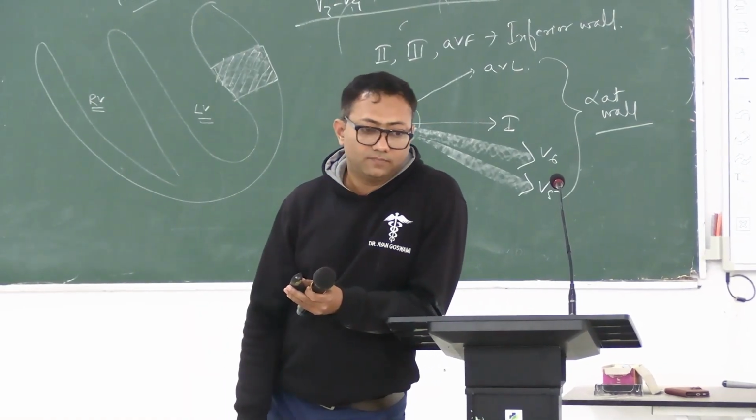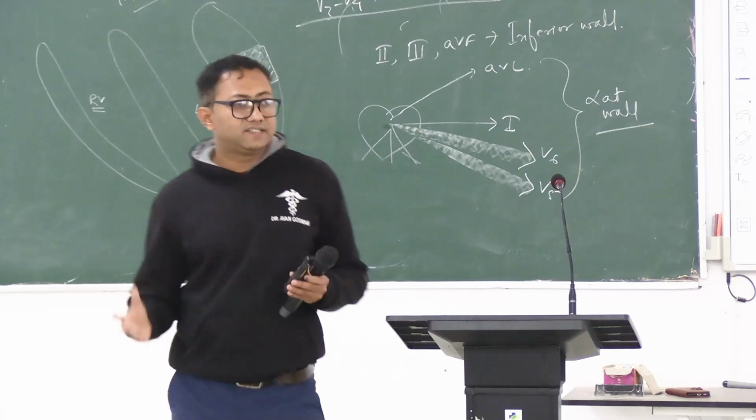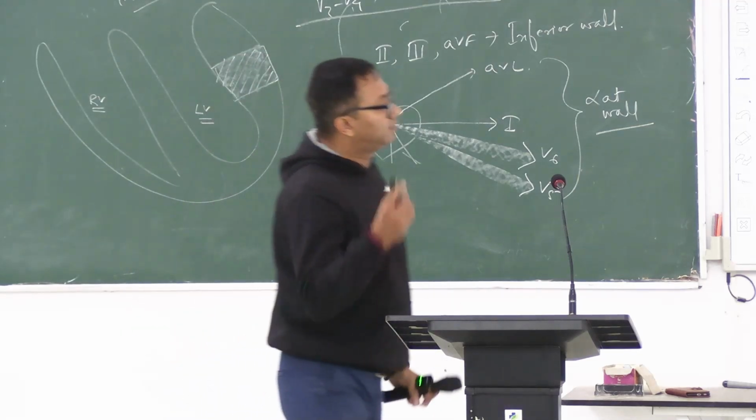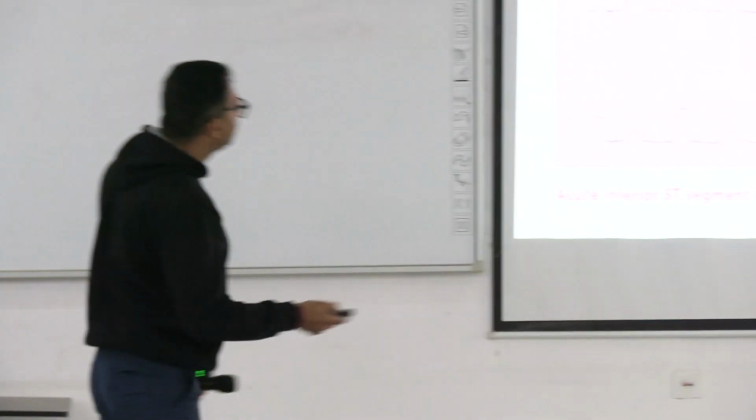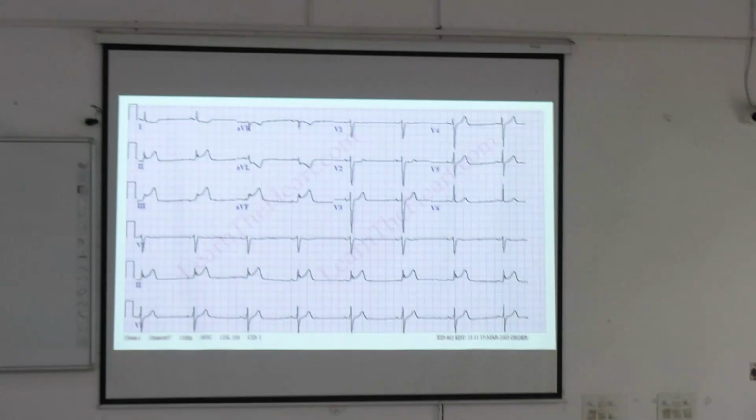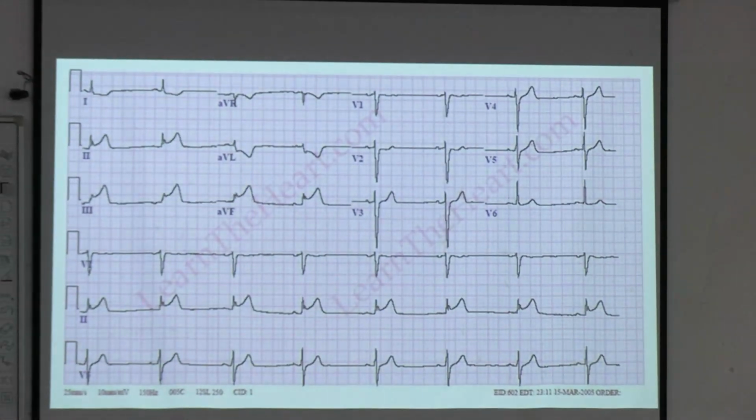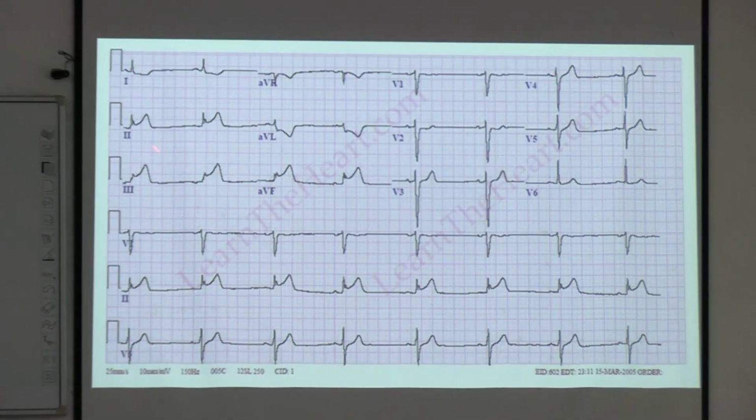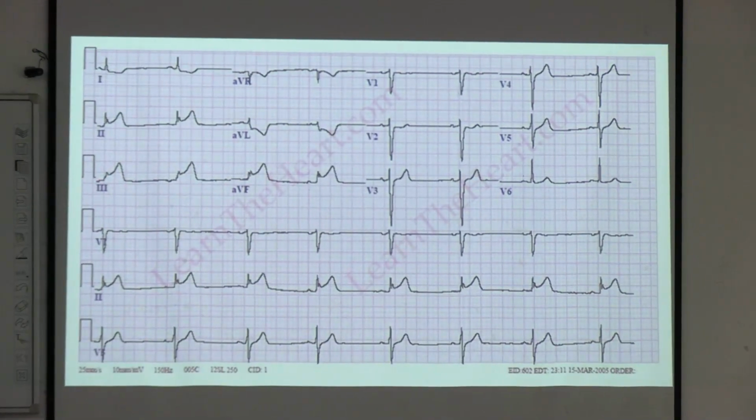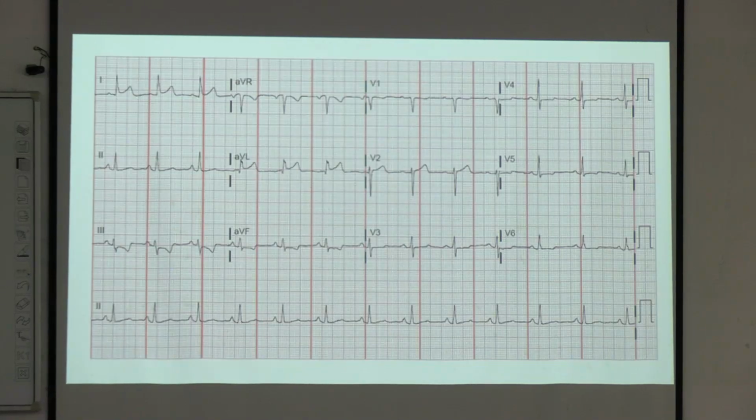Okay, so this is the treatment, although no need to remember it at your level, just identify. What do you see? Again you see ST elevation over here, lead 2, lead 3, lead aVF, in inferior wall infarction.